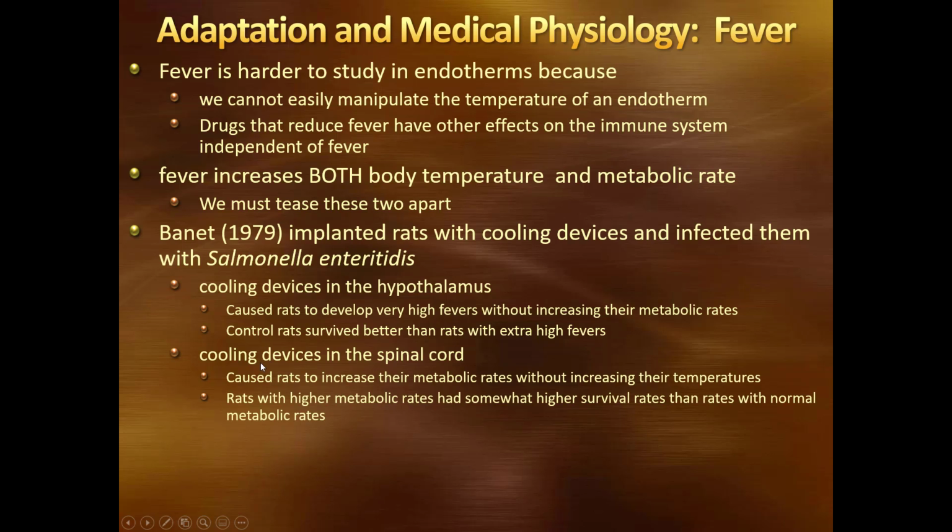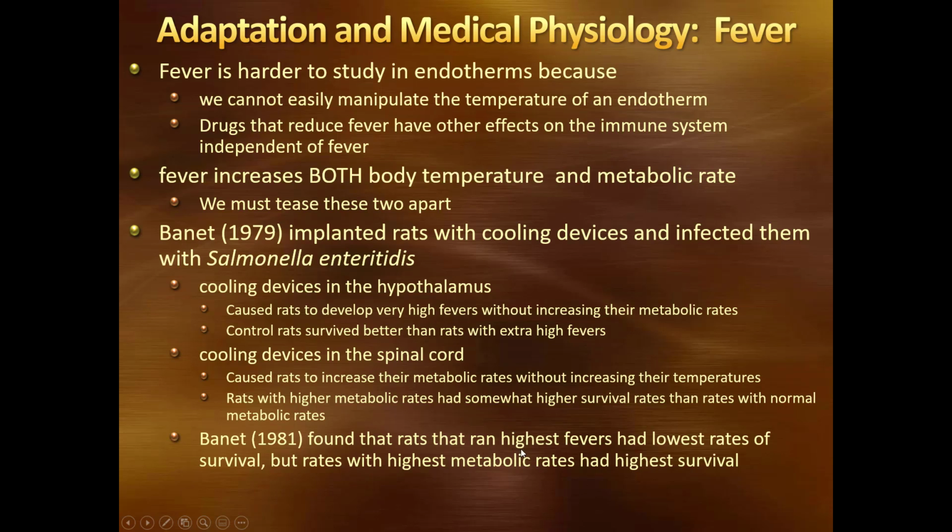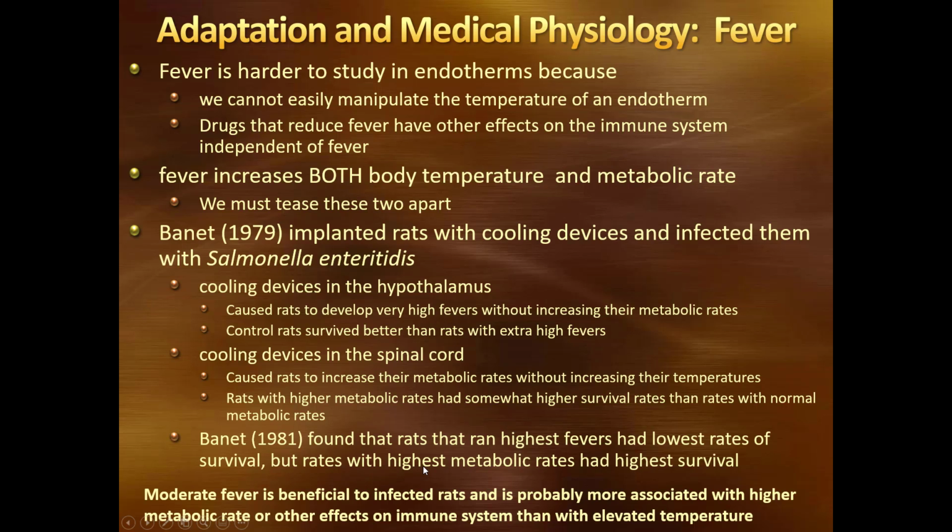On the other hand, if we implant it in the spinal cord, that allows us to increase the metabolic rate without increasing the temperature. So again, he's teased these two things apart. In this particular case, if we can just elevate metabolic rate and not temperature, we actually do see higher survival rates of those rats compared to those with normal metabolic rates. Bannett also found that rats with the highest fevers had the lowest rates of survival. Rats with the highest metabolic rates had the highest survival. So these data suggest that the key here is metabolic rate rather than elevated temperature.